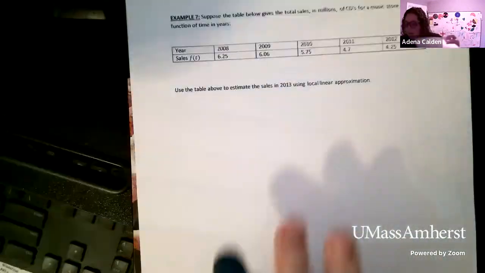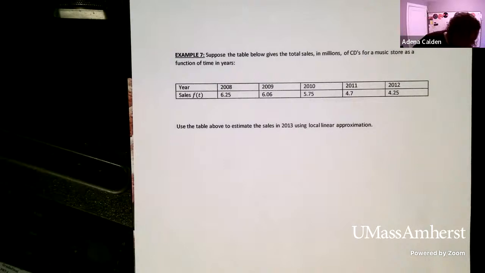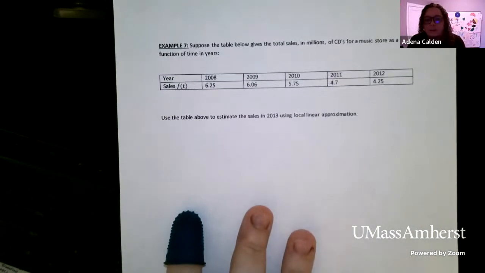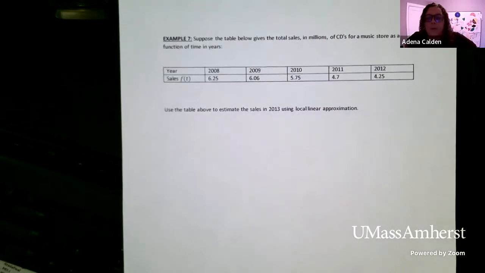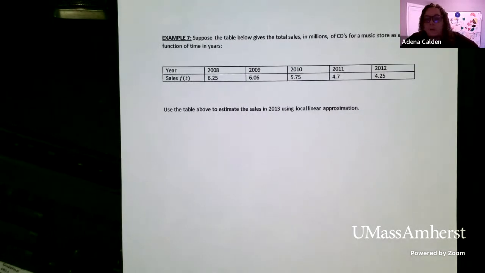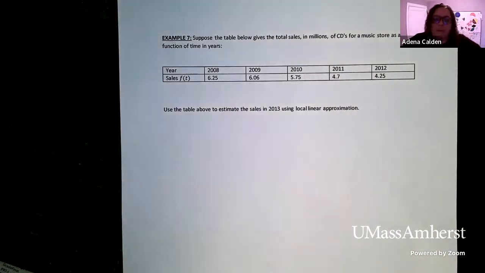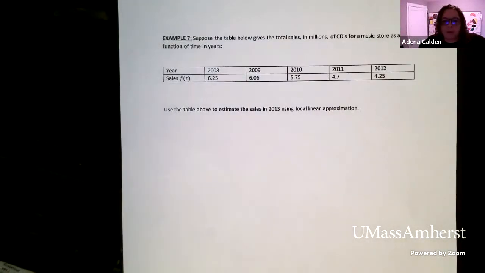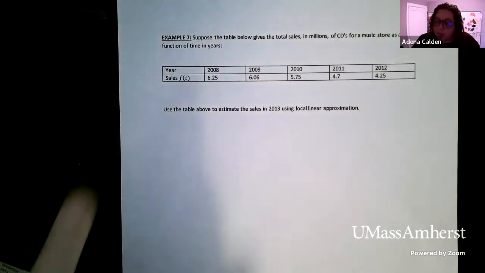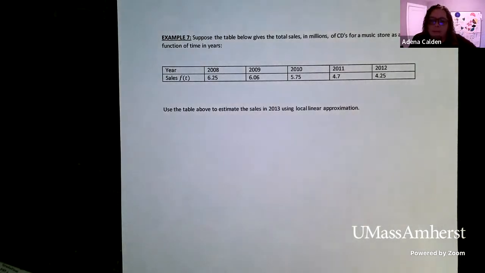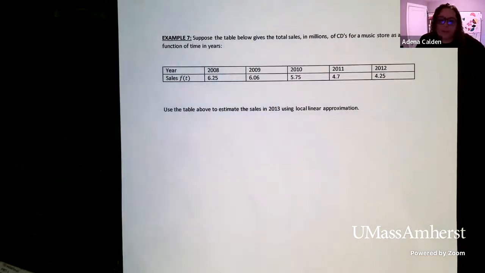One other way that this comes up is with data in a table, which is similar but different. So suppose that the table below gives the total sales in millions of CDs for a music store as a function of time in years. So what this is saying is that in 2008, there were 6.25 million CDs sold. So this is in millions, okay?